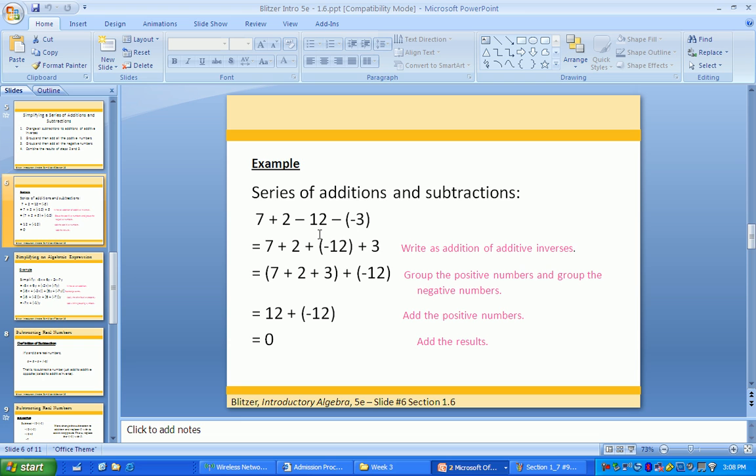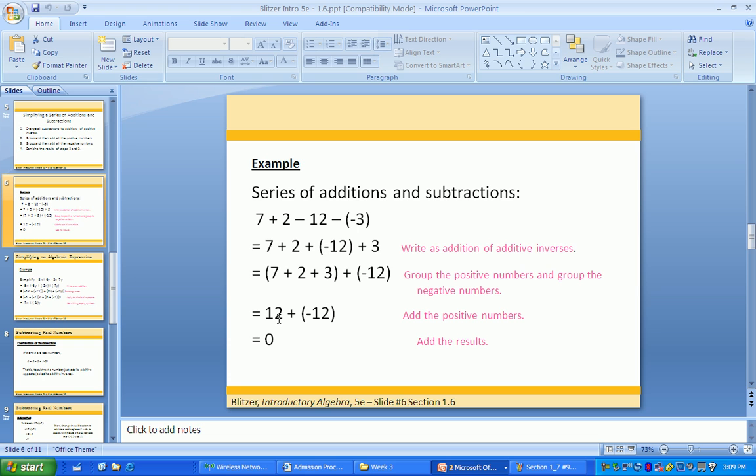Now we can go ahead and group. When we write this, we have 7 plus 2 plus negative 12 plus 3. Now we want to use the associative property and associate all the positive values together. So we get 7 plus 2 plus 3 plus our negative 12. Well, we know what 7 plus 2 plus 3 is. That's 12, plus a negative 12.